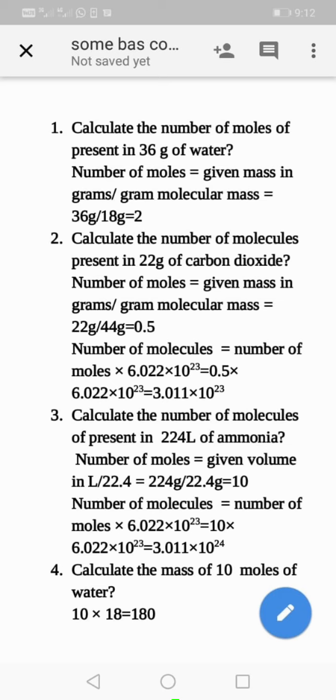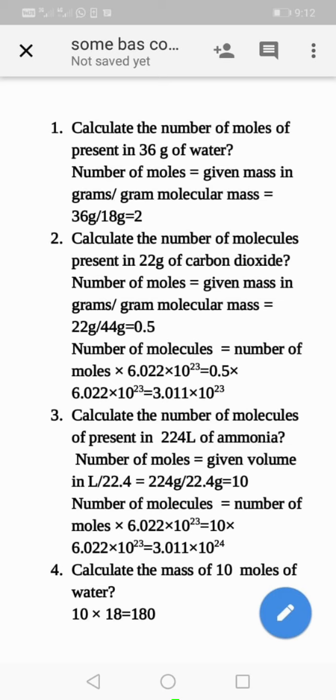Number of moles is equal to given mass in grams divided by gram molecular mass. What is the given mass in this question? In this question, it is equal to 22 gram. Gram molecular mass of carbon dioxide we have calculated already. Carbon is 12, oxygen is 16, so you will be getting a total of 44 gram. So you'll have to substitute that in the equation. For 22 divided by 44, you will be getting 0.5, that is 1 by 2, as the number of moles.